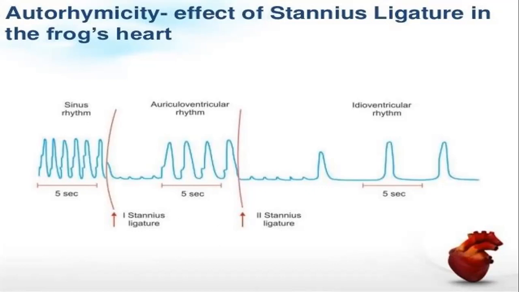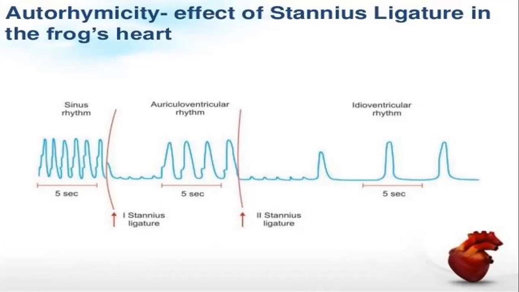What you see, the heart stops for a bit, and after that, the heart starts beating at the rate of the ventricle. This is called the idioventricular rhythm. When we read about the PR interval in ECG, we will see there are different types of heart block: the first degree heart block, second degree heart block, and complete heart block.